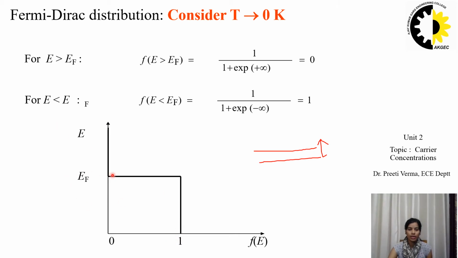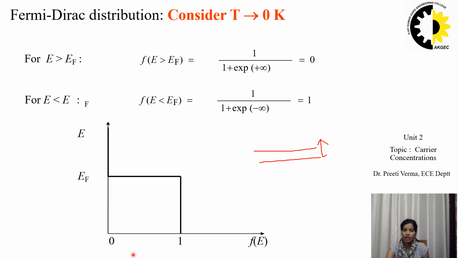So we can see this for the extreme values of E greater than EF and less than EF. This is the EF value. If the energy level is above this EF, then the probability of finding an electron is 0. But when the value of E is below this EF value, then the probability of finding an electron is 1. So in that way we find this rectangular distribution of the Fermi-Dirac distribution function. This is for the absolute temperature T.